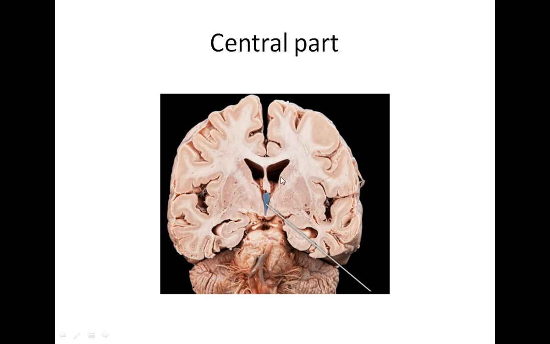The central part is triangular in cross section. You can see two cavities. So this is the central part. It has a roof, floor and a medial wall. The roof and the floor, this one is the roof and this is the floor. Roof and floor meet on the lateral side. Here these two walls are meeting.